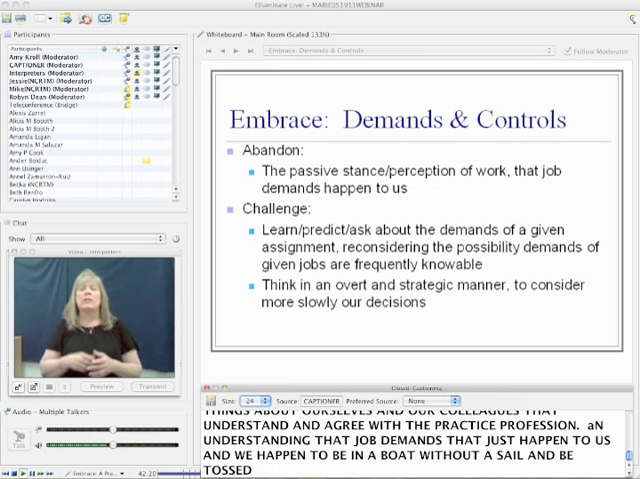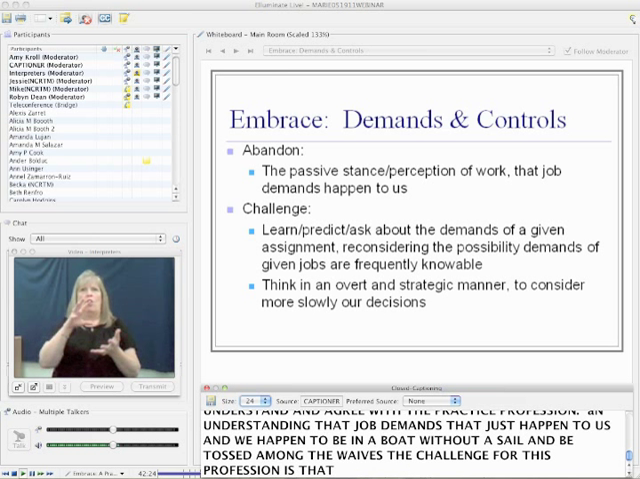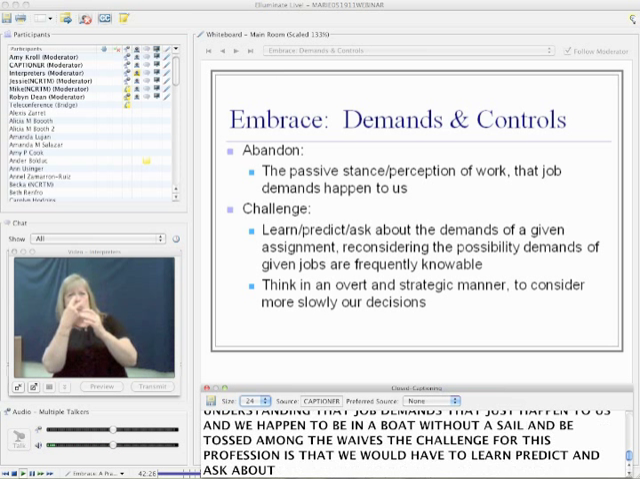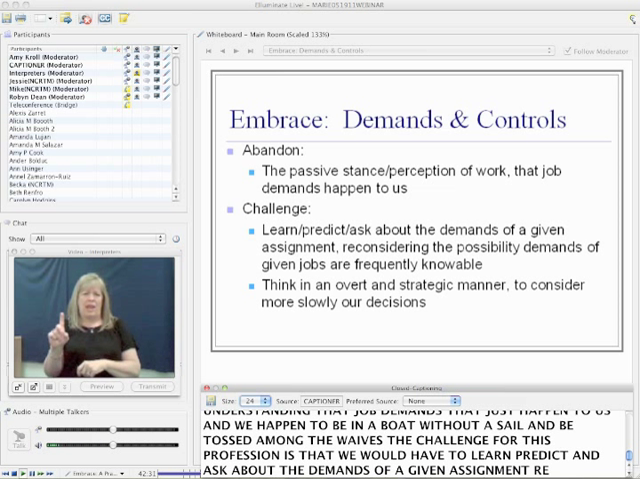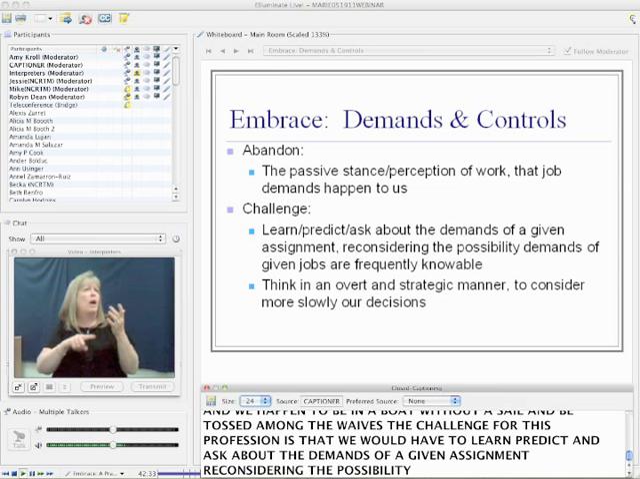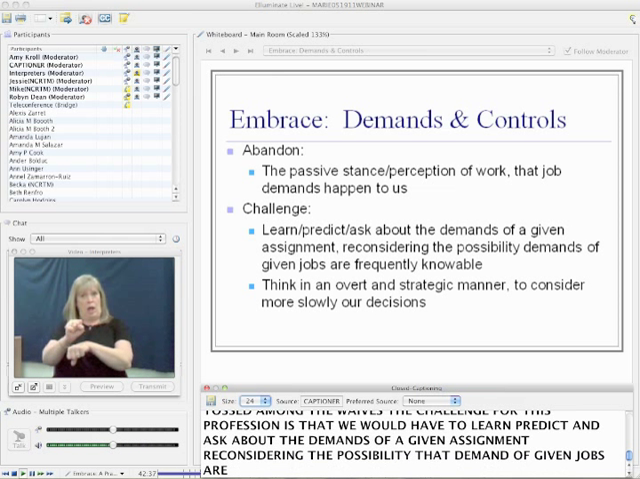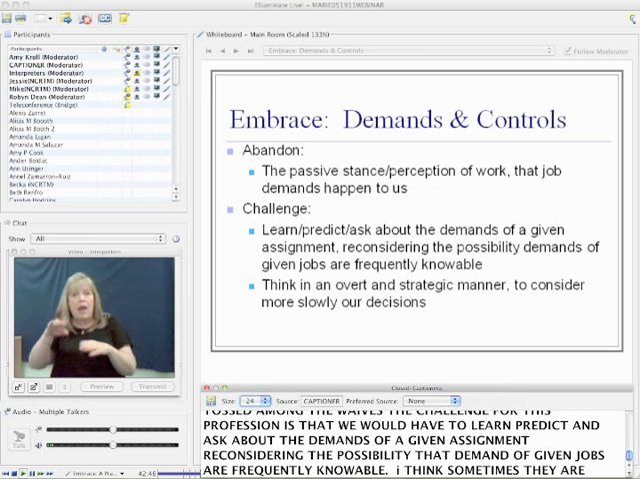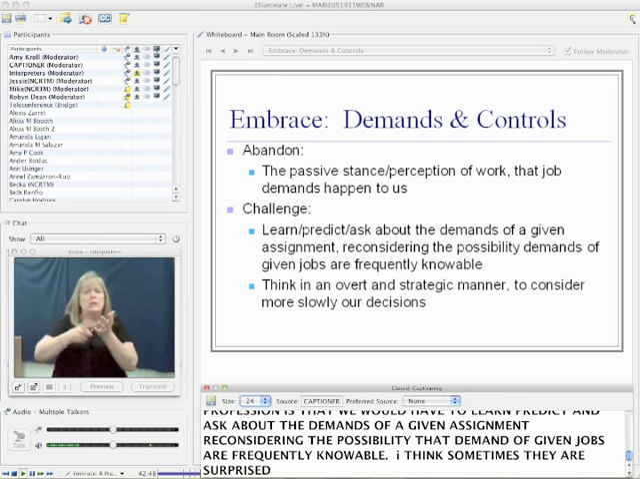The challenge for this profession is that we would have to learn, predict, and ask about the demands of a given assignment, reconsidering the possibility that demands of given jobs are frequently knowable. I think that interpreters generally show up to jobs and are surprised. It's not what I imagined it would be. And I think to some degree that's the nature of the beast, but I think many demands are knowable.